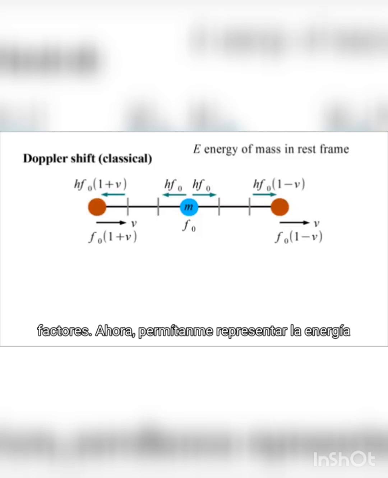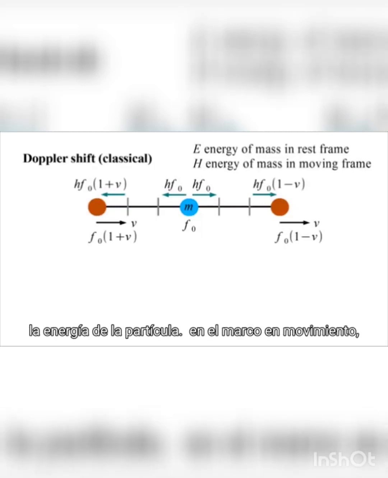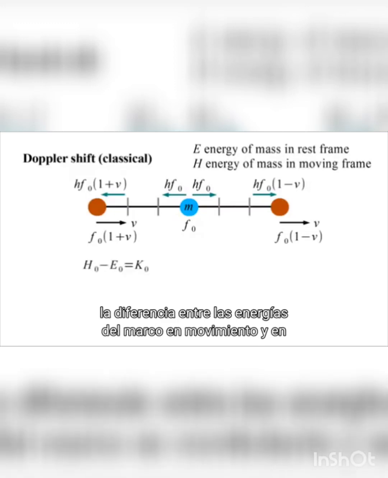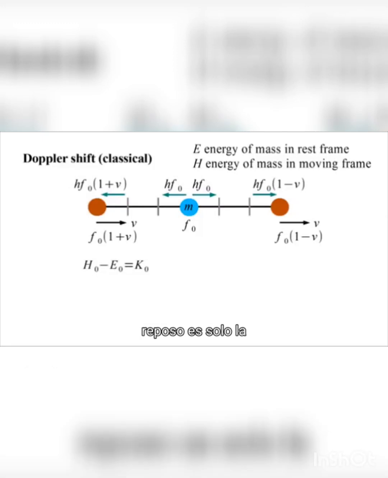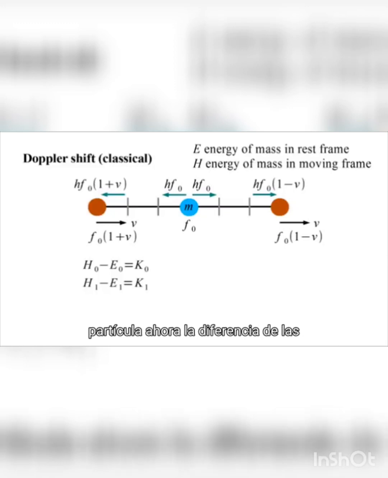Now let E represent the energy of the particle in the rest frame, and H the energy of the particle in the moving frame. The subscript 0 will denote energies before the photons are emitted. The difference of the moving and rest frame energies is just the kinetic energy of the particle due to its velocity v relative to the observers. The subscript 1 will denote energies after the photons are emitted. Again, the difference is the kinetic energy of the particle.